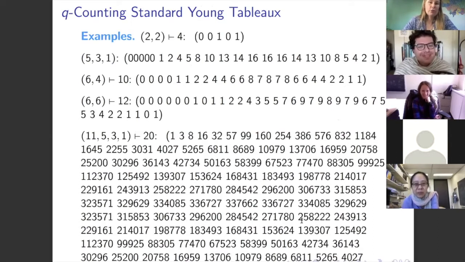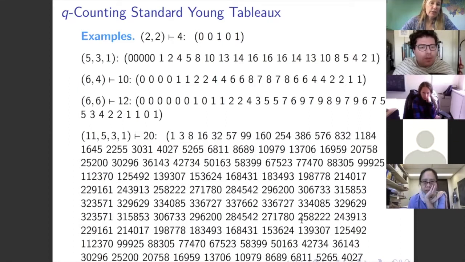Digest it for a minute. The first one is for the partition 2, 2, and the coefficients are 1, 0, 1. So not unimodal. Internal zeros, right? They don't always have increasing and decreasing. 5, 3, 1 we just showed you. 6, 4 is another interesting one. Is it unimodal or not? It wiggles a little there in the middle, right? And then 6, 6 has some internal zeros again.